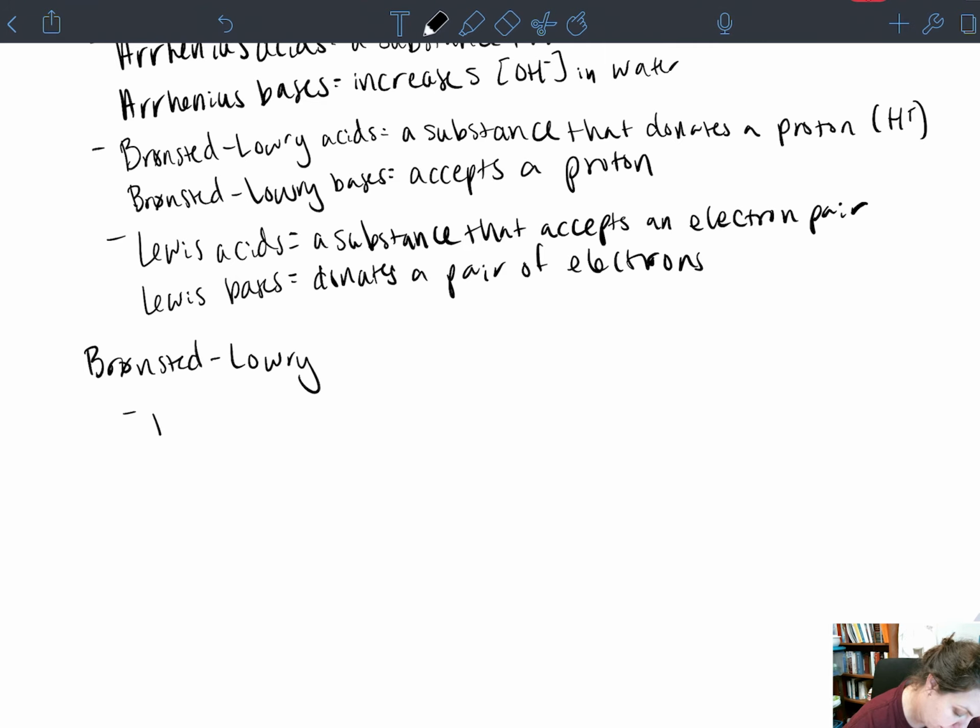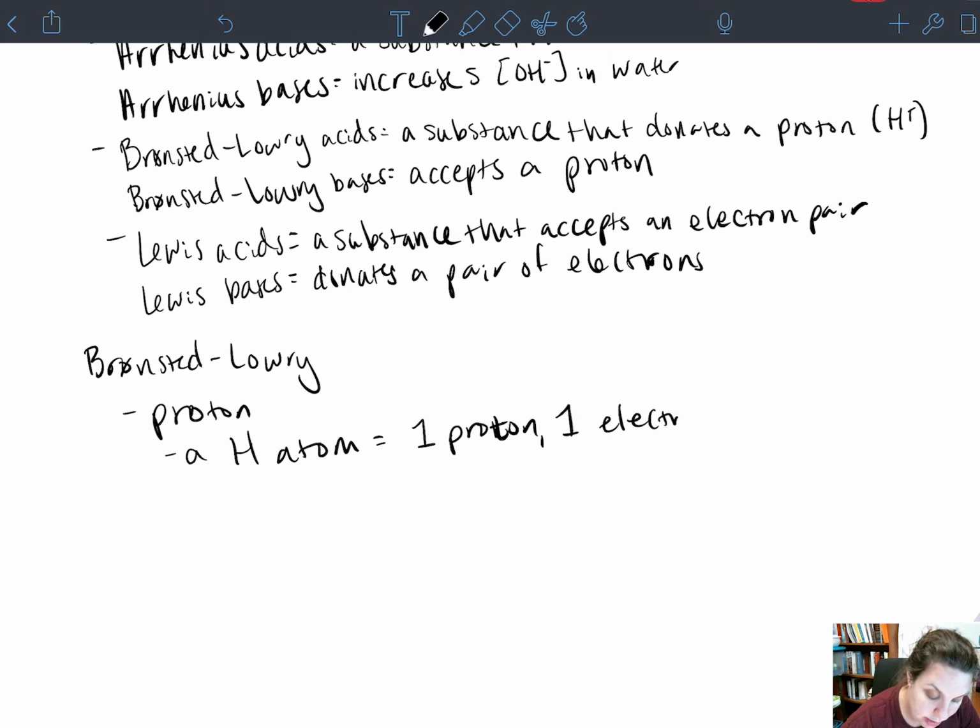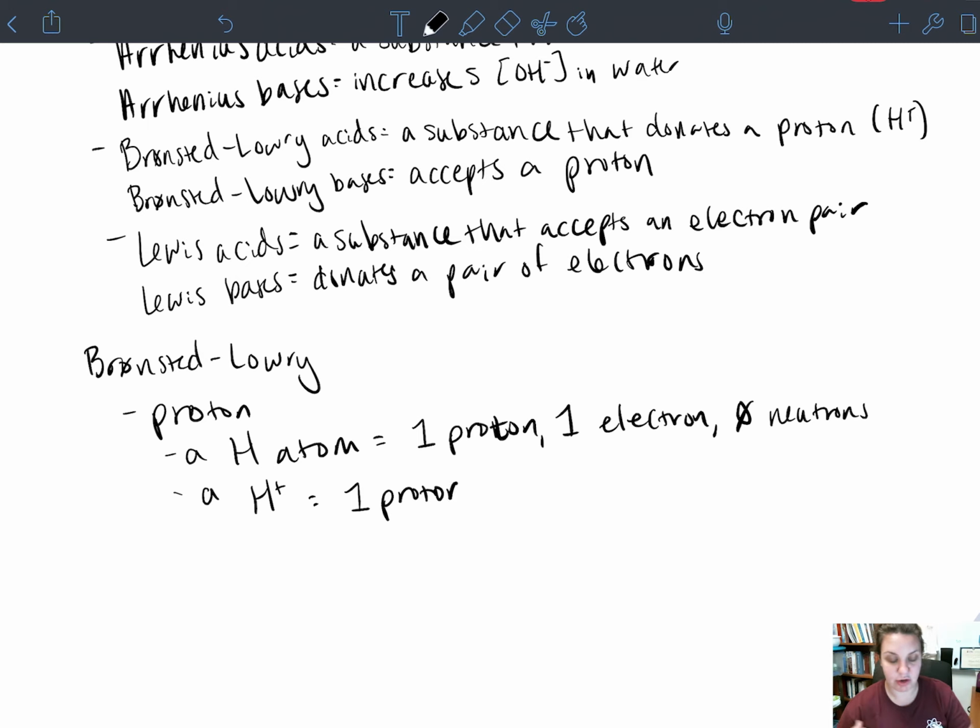So let's look at the idea of a proton first. So first, if we have a H atom, it's going to be a substance that has one proton, one electron, and 0 neutrons. So if we have a neutral hydrogen atom. But if we have a cation, so a substance that has a plus charge, we just have one proton. We have lost an electron, which is why we call an H plus ion a proton.